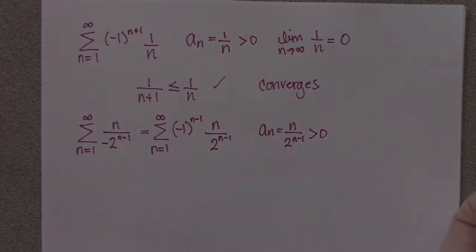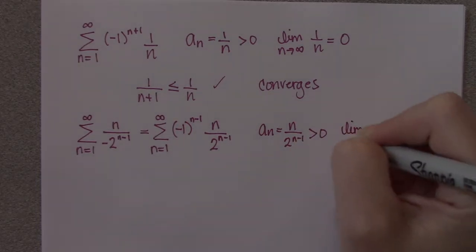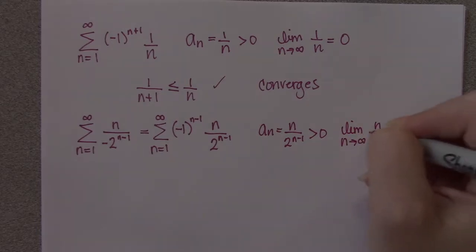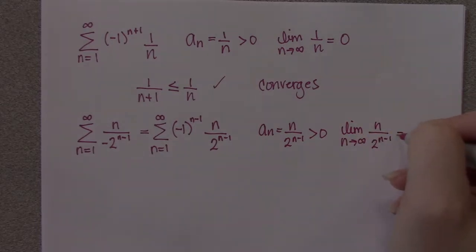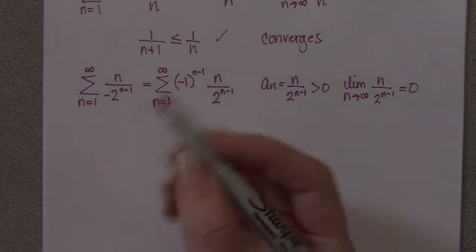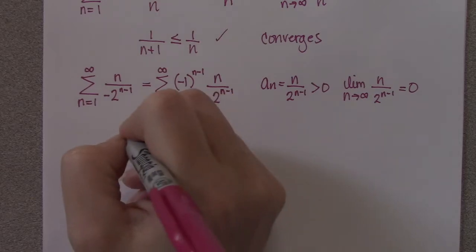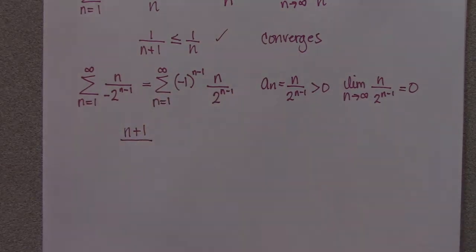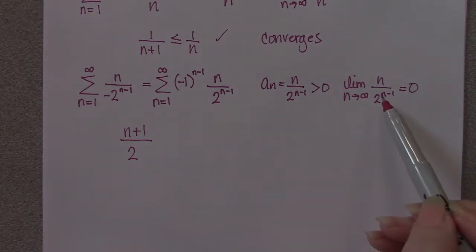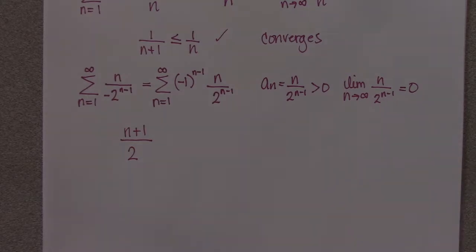Those terms are positive. The limit of this is clearly 0 because that exponential in the denominator is going to dominate that n in the numerator. And so now I just need to verify that the terms are decreasing. So n plus 1, I've got to plug in n plus 1, over 2. Now look what happens here. If I plug n plus 1 in for n, I'll get n plus 1 minus 1, so that 1s will cancel out, and you just get 2 to the n.